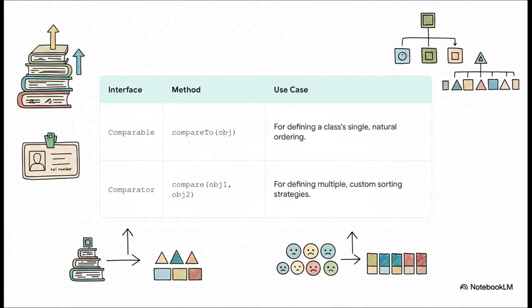So you've got all this data in your collections. How do you sort it? Well, Java gives us two main tools here. Comparable is what you use to define the one, single, natural way to sort your objects. Think about sorting a list of people by their age. That's a natural order. But what if you then want to sort them by last name or by height? For that, you use a Comparator, which lets you create as many custom sorting rules as you want.